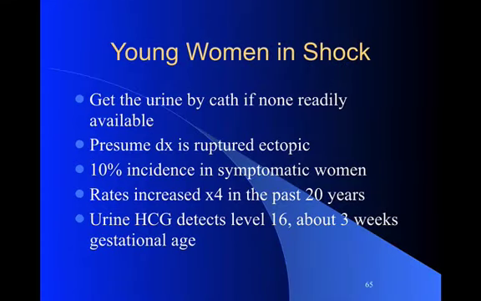So if you have a woman come in shock, get the urine by cath if you need to. Presume the diagnosis is ruptured ectopic until proven otherwise. You will have a 10% incidence in symptomatic women. This rate has increased times 4 in the past 20 years. The urine HCG is very sensitive. It detects levels of about 11 to 16 at about 3 weeks after the beginning of the last period.